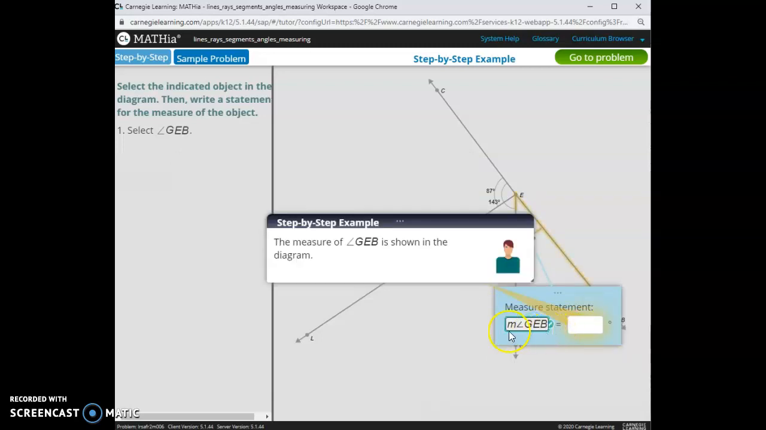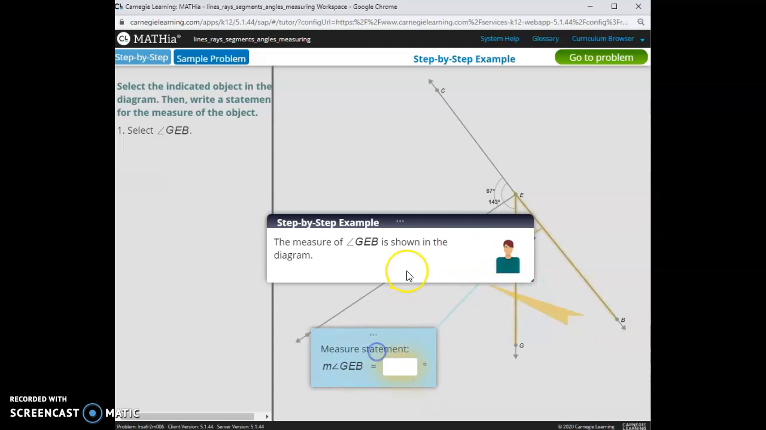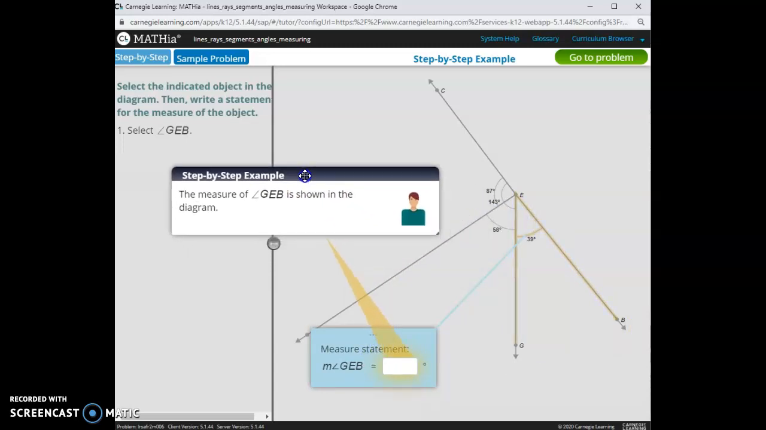And we are writing a statement. This is a statement. It is a complete sentence that indicates a fact. The fact is the measure of angle GEB is equal to some number of degrees. What number? Well, let's go see. It says it in the drawing. The measure of angle GEB is shown in the diagram. There it is right there, 39 degrees.